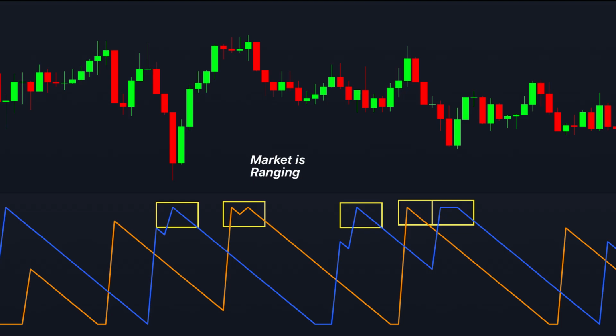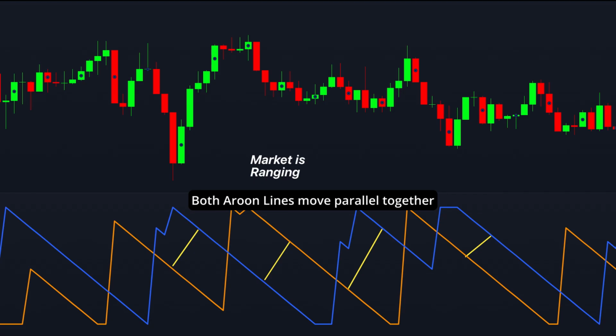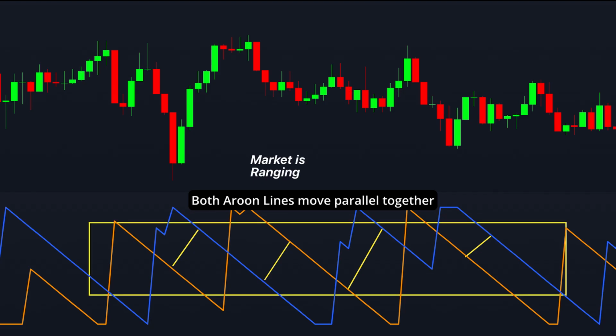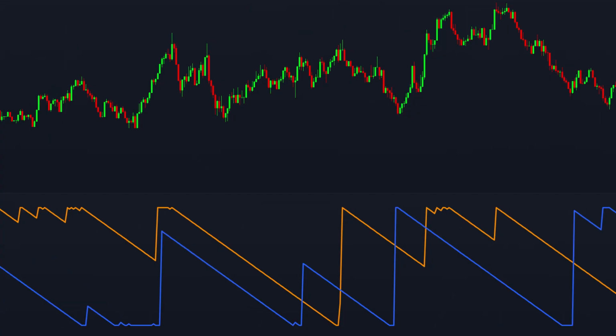When the market is ranging, we will see both up and down lines moving parallel with each other. This indicates there is no strong trend present and we should not trade. Don't think of each line as being separate from each other, and just use one when determining if the market is trending or not. The distance the lines are from each other indicates the strength of the trend.